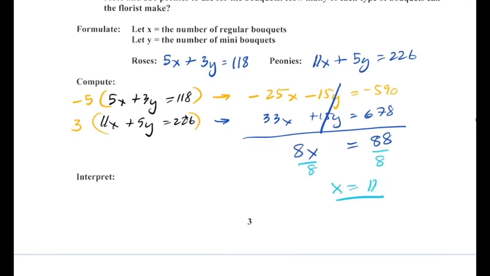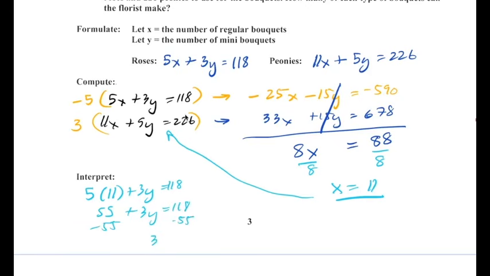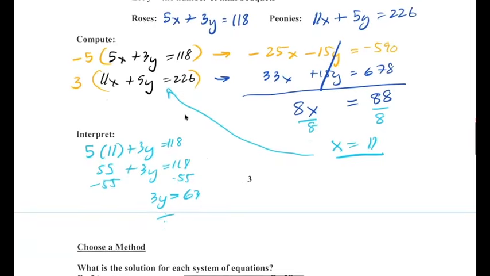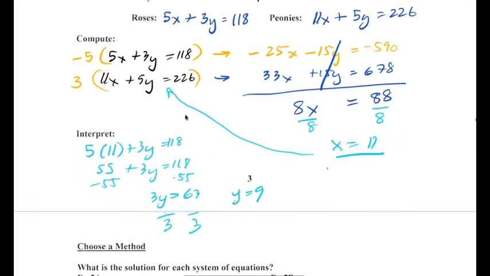So we have our x. We have to go back and substitute it in to find our y. You can plug into any one you want. Let's say we do this one. 5 times x, which is 11, plus 3y equals 118. This is 55 plus 3y equals 118. Minus 55, I get 3y equals 63. Divide both sides by 3, and y equals 9. We're going to have 11 regular bouquets and 9 mini bouquets. And that's the lesson.